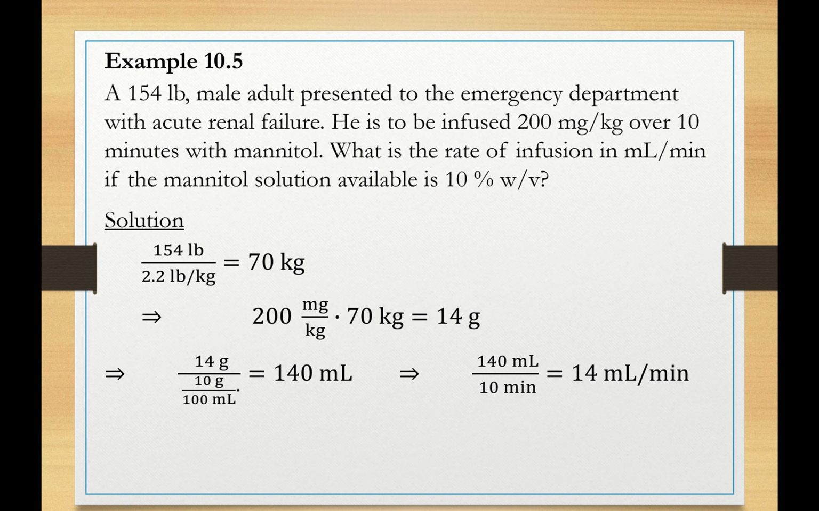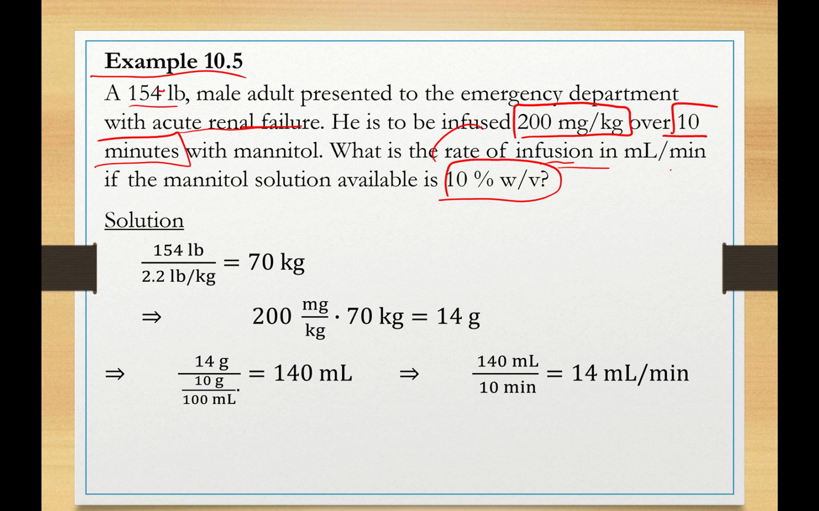Let us now go through some of the calculations involved with osmotic diuretics. So here in example 10.5, we have a 154-pound male adult that is in the emergency department with acute renal failure. He's to be infused at this dose, 200 milligrams per kilogram, over 10 minutes. That's what I meant, very fast infusion with mannitol. The mannitol solution available is 10% weight per volume. You need to calculate the rate of infusion in ml per minute.